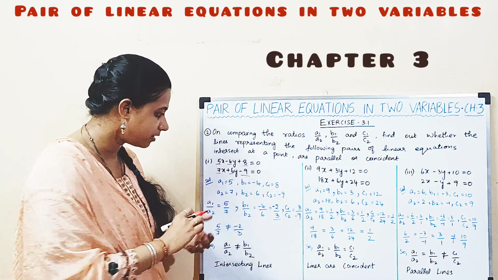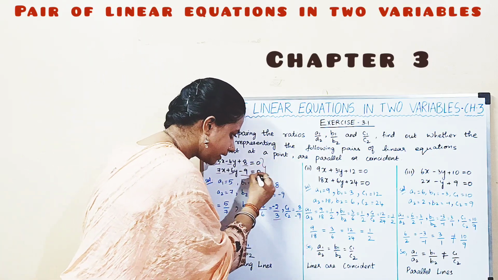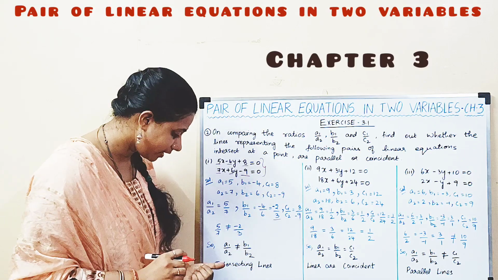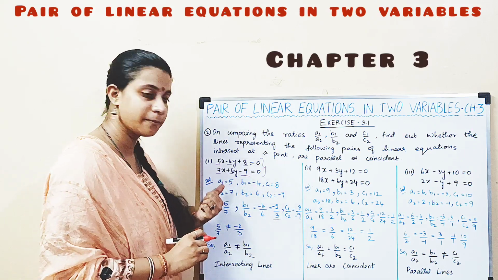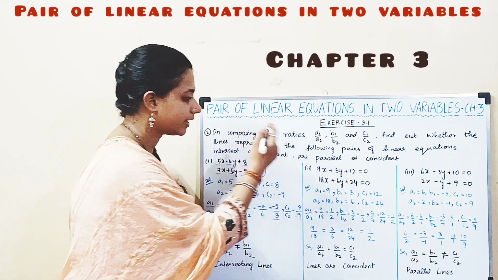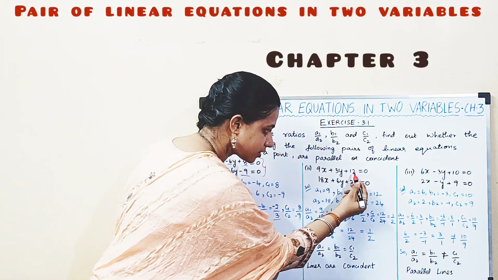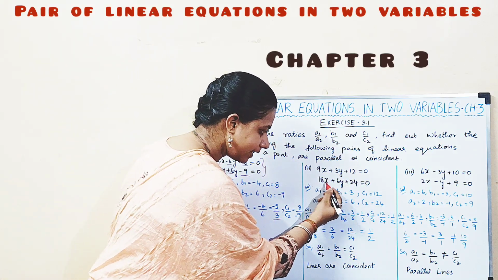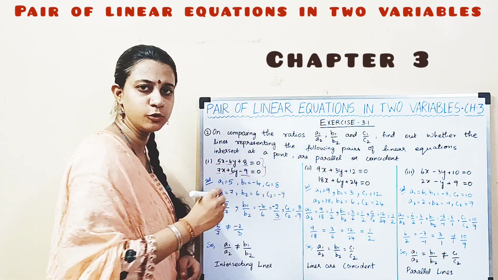So in this first subdivision, this pair of linear equations will be having intersecting lines when represented in the graph. Okay. Coming to the second subdivision, the equations are 9x plus 3y plus 12 equal to 0 and 18x plus 6y plus 24 equal to 0.